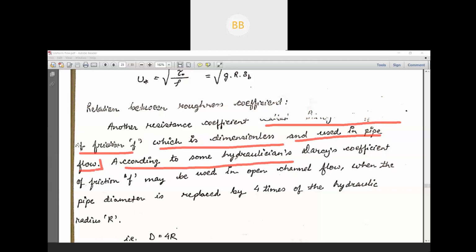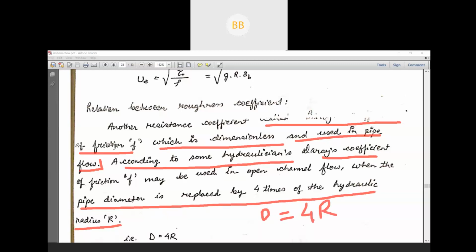This was given by some scientists working on hydraulics. They have also said that Darcy's coefficient can also be applied to open channel flow when the pipe diameter is replaced by 4 times the hydraulic radius R. That means the diameter is d. If we replace the diameter by 4R, we can use Darcy's coefficient also, as a friction factor.